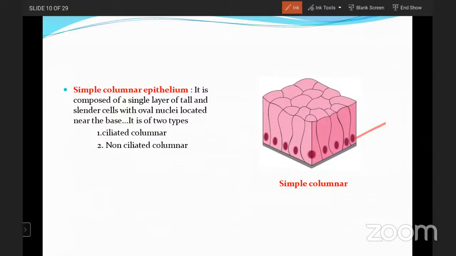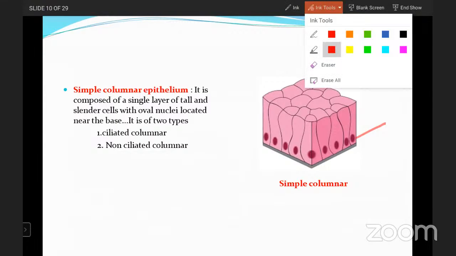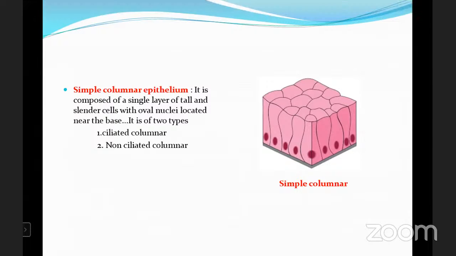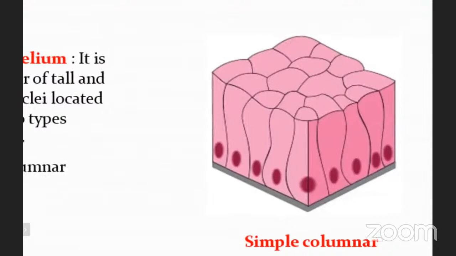Okay, this is about the simple columnar epithelium. Again, it is divided into two types: ciliated columnar and non-ciliated columnar. So this is about the columnar, which has a slender shape and the nucleus at the base region. And again it is divided into two types, the ciliated columnar and non-ciliated columnar. Now go for the next one.